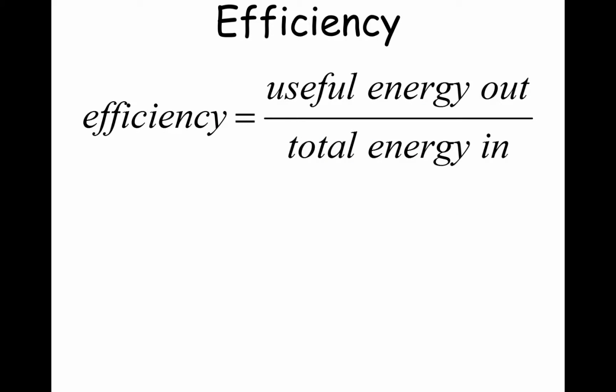So let's take a look at the equation. The efficiency of anything is the useful energy out divided by the total energy in. Now it's important to note here that we will never get an efficiency of more than 1.